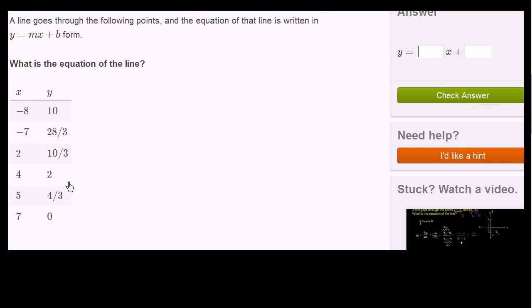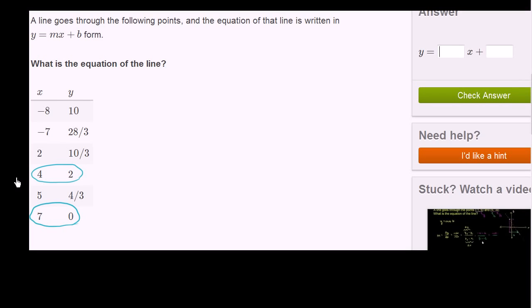So the main idea here is you only need 2 points for an equation of a line. They've given us more than necessary, so I'd like to pick the 2 points that make things a little bit simpler. So I'll pick the point 4, 2, and 7, 0. I just picked those 2 points because they have nice, clean numbers associated with them. So what is our change in x here? If we go from 4 to 7, our change in x is equal to 3.